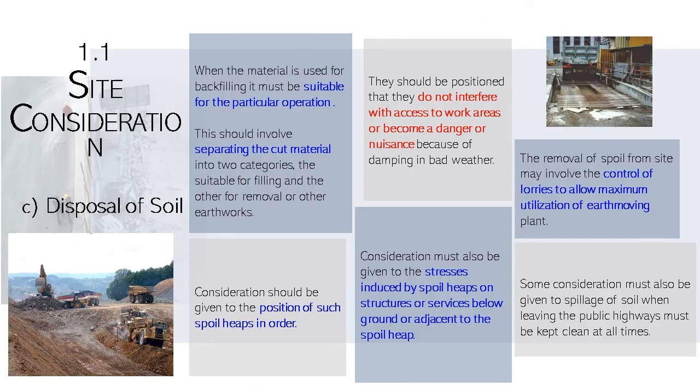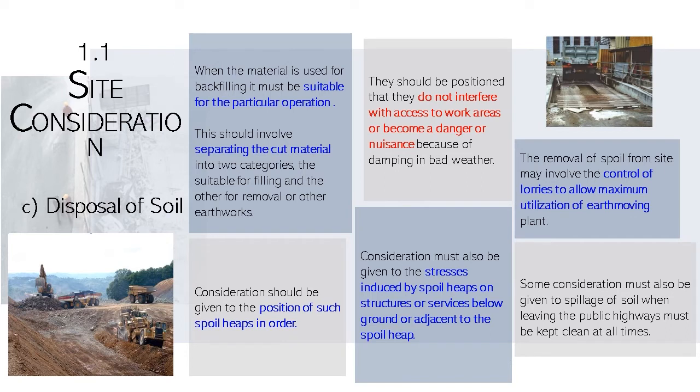When the material is used for backfilling, it must be suitable for the particular operation. This should involve separating the cut material into two categories, which are suitable for filling and the other for removal or other earthworks. Consideration should be given to the position of such spoil heaps. They should be positioned so that they do not interfere with access to work areas or become a danger or nuisance because of dumping in bad weather.